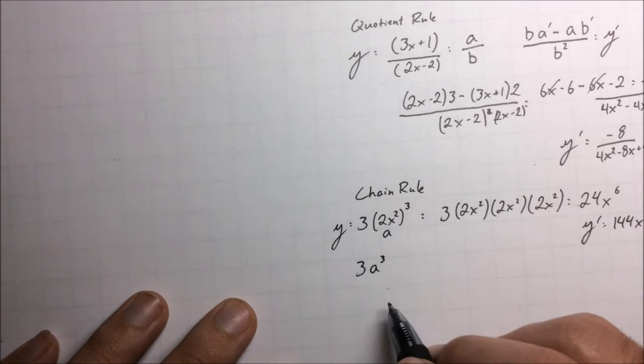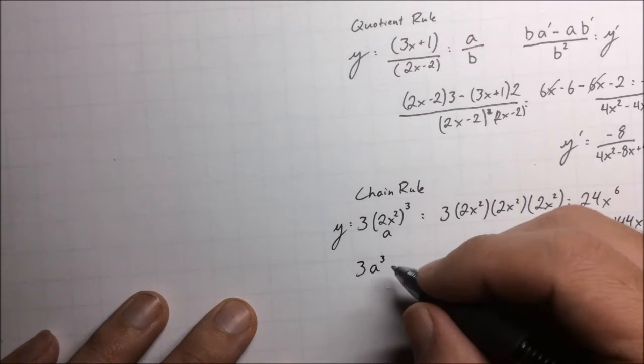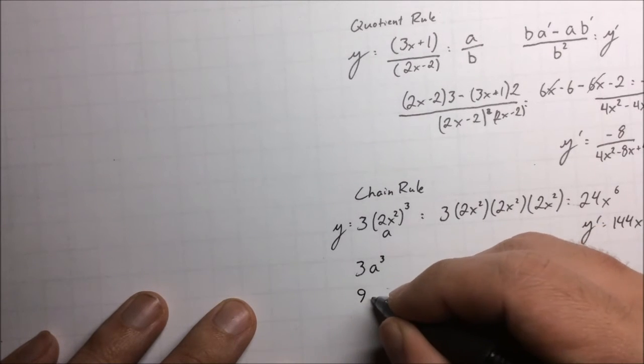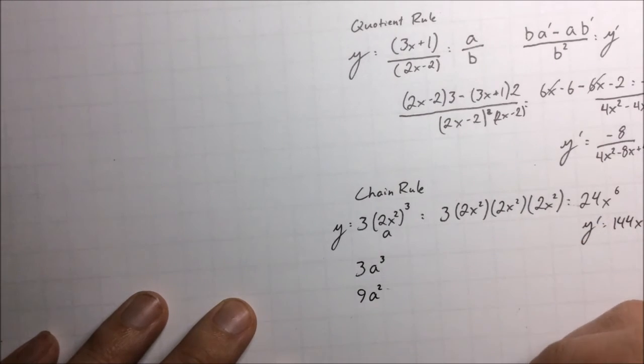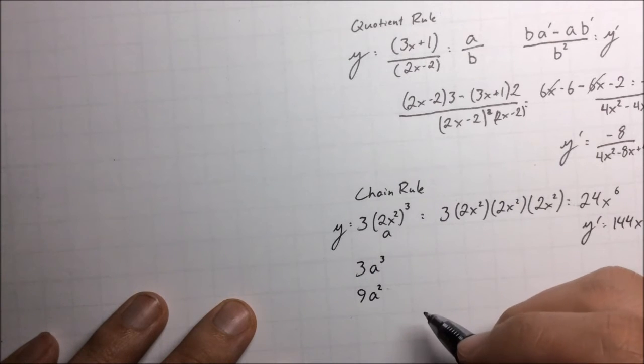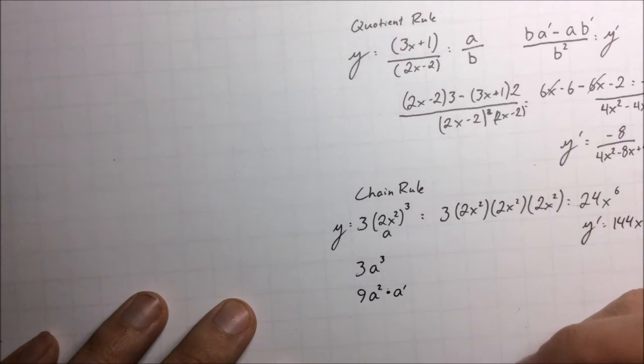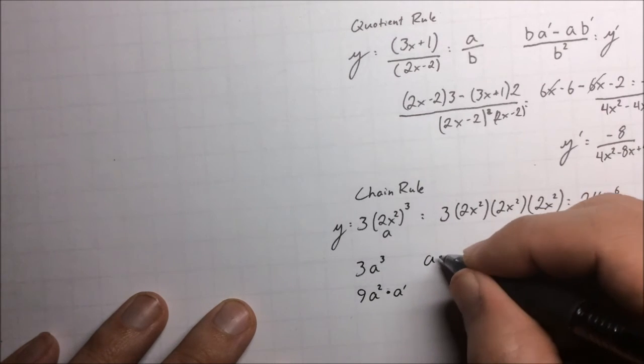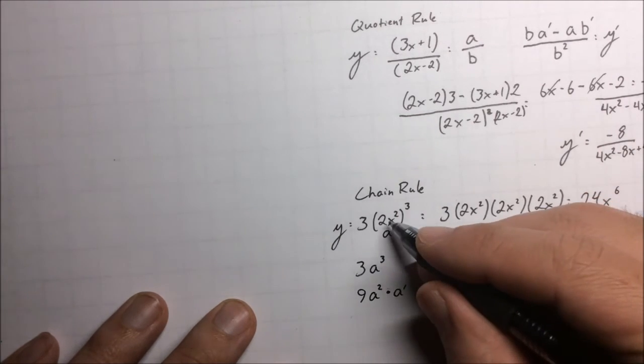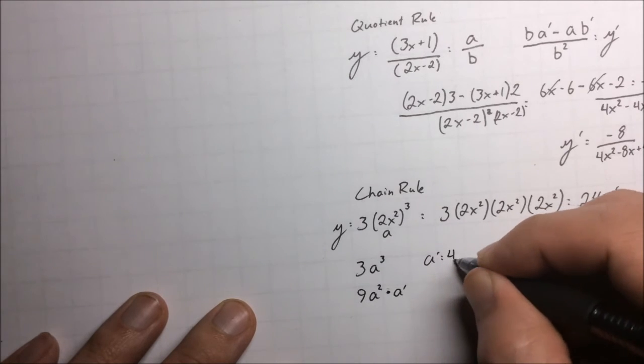So 3a to the 3rd, the derivative of this would be, take the 3 down, that would be 9a to the 2nd. But then what we're going to do is we're actually going to take the derivative of a, and we're going to multiply by it. So the derivative, a prime, with a being 2x to the 2nd, that would be 4x.